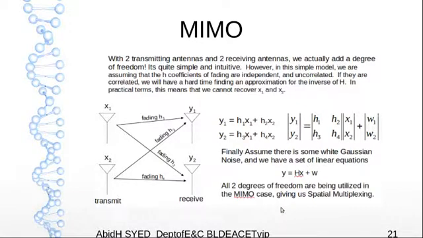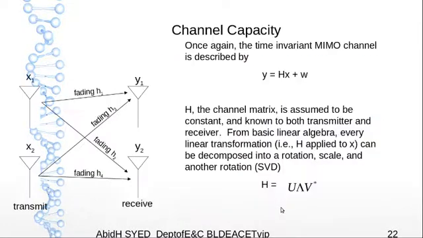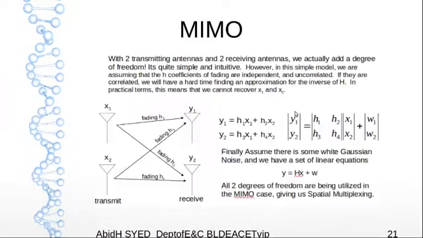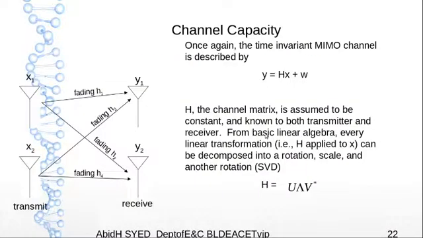So 2 degrees of freedom are utilized in MIMO, giving us spatial multiplexing. We are going to discuss what spatial multiplexing means a little bit later. The channel capacity is going to remain the same, but the multiple input and multiple output concept helps us in getting the better out of the signal. That means if this signal is better, we are going to select this one. If this signal is better, then we are going to select that signal for decoding. So this is how MIMO helps us in getting the better received signal.